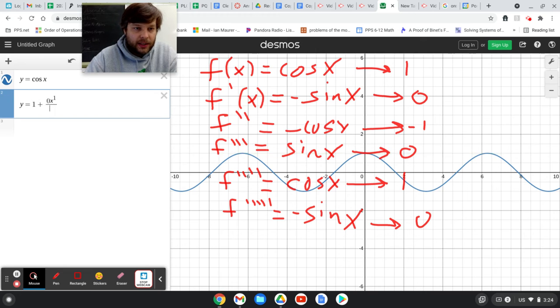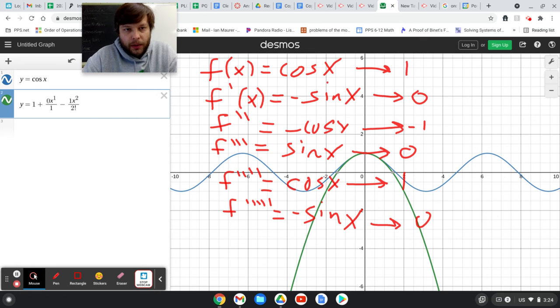Again, that's a little redundant. It's divided by 1, also redundant. The second derivative has a value of negative 1. It's the second derivative, so I do x squared, and I divide it by 2 factorial. The factorial is redundant there because 2 factorial is just 2. And you can see how it went from being a straight line that is a very bad approximation to now it's a parabola, and that's a little bit better of an approximation.